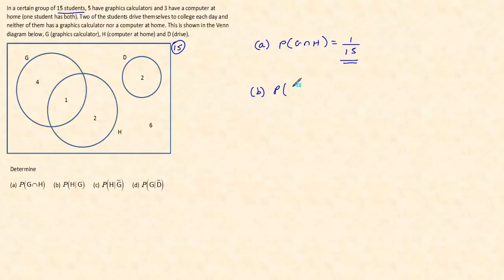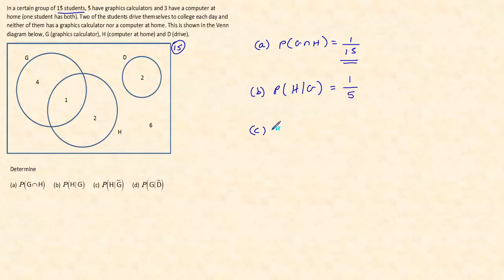Now we want the probability of H given G. So the situation now is that we know that G has occurred. So there's only 5 students we could be choosing from, and that's the denominator. For H to have occurred, it must be this one student, so that's going to be 1/5.